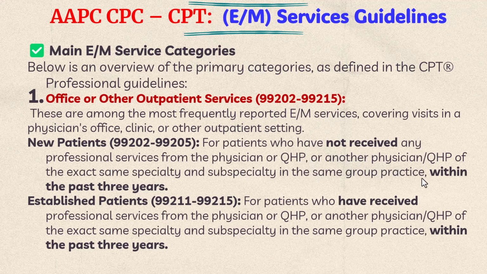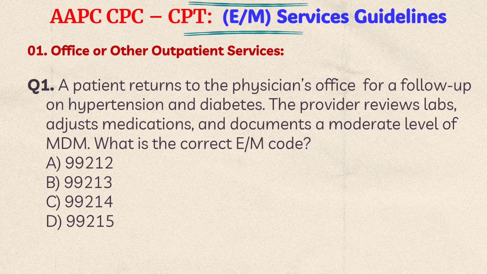Let's see some examples. Patient returns to the physician office for a follow-up on hypertension and diabetes. Provider reviews labs, adjusts medications, and documents a moderate level of MDM. What is the correct E/M code? There are 4 codes available: 99212, 99213, 99214, and 99215. So take your CPT code book and find the answer.